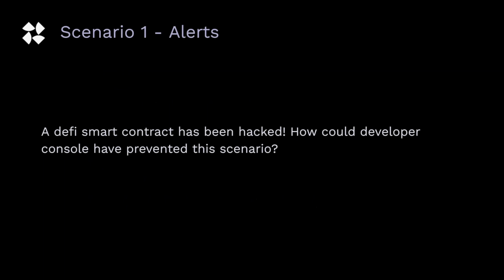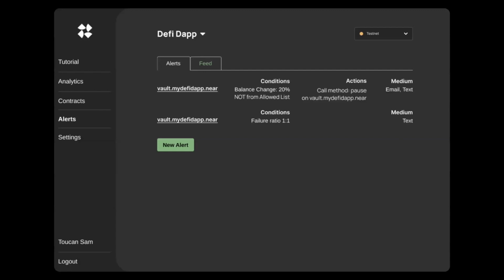Or at least in this case, how could Developer Console have prevented this scenario, or prevent it in the future? So you'll be able to configure alerts here, like I mentioned. And this is just a very, very bare mock-up of what this might look like. You can actually just read it left to right. So, our DeFi dApp here has a vault contract.